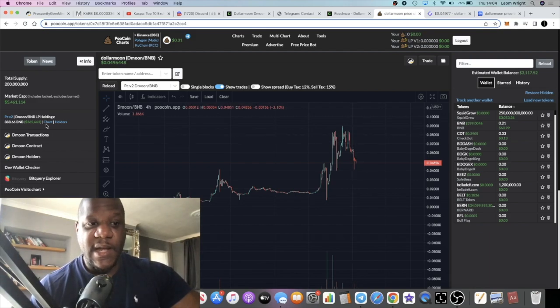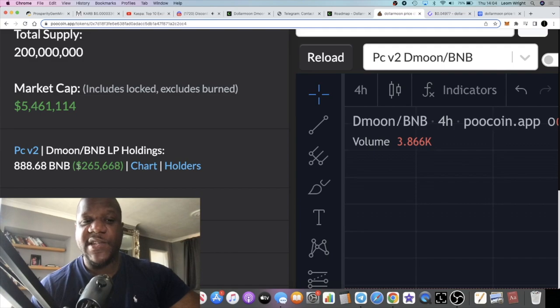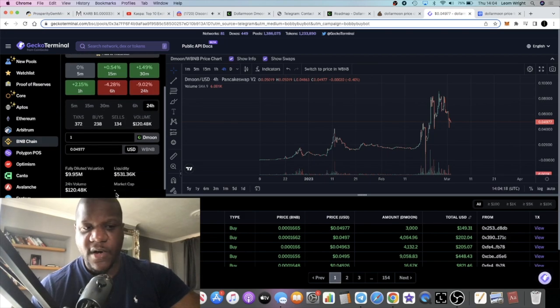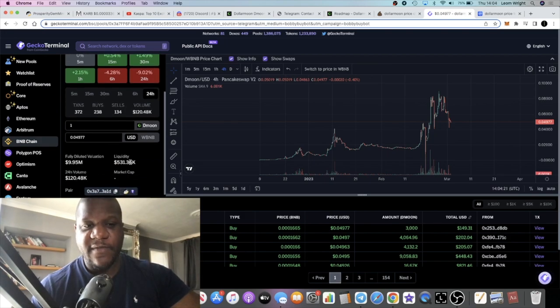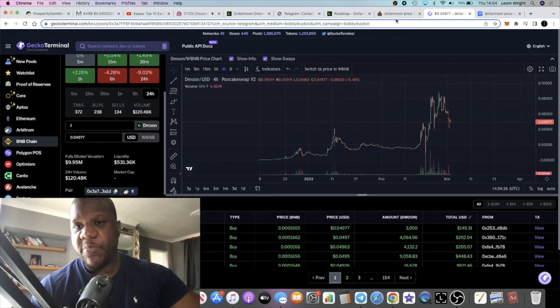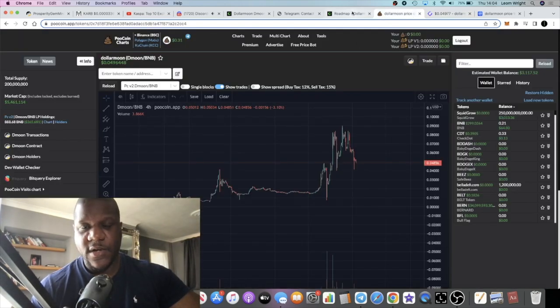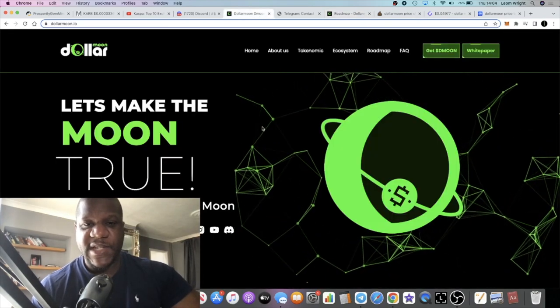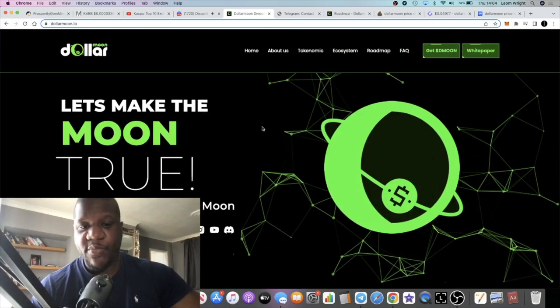Liquidity is strong. Let's not forget to mention that. It says 265,000 over here. It does show a little bit more liquidity over on the Gecko Terminal, about 500k. I'm not sure which is the most accurate. I tend to go by PooCoin because I use it the most. I don't really use Gecko Terminal, but I do like to check up on the statistics and see if everything matches. But there are some differences. Volume is about 120k. So you'd have to make up your own mind on this project based on those statistics. But I just thought I'd bring this to your attention.